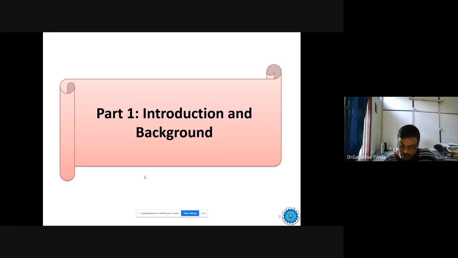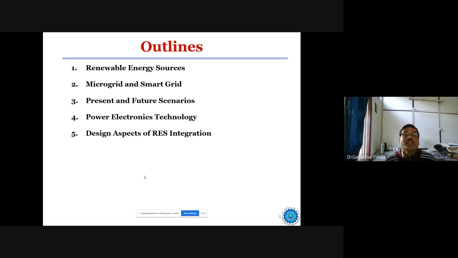And under this introduction and background, we'll be discussing a few basic concepts regarding the renewable energy sources and microgrid as well as the smart grid concept, and what is the present and future scenario of our country, and also of the globe, and what is the major importance of power electronics technology when we'll be integrating the renewable energy system, and a few design aspects of RES integration also, that we'll be discussing, how to design a system.